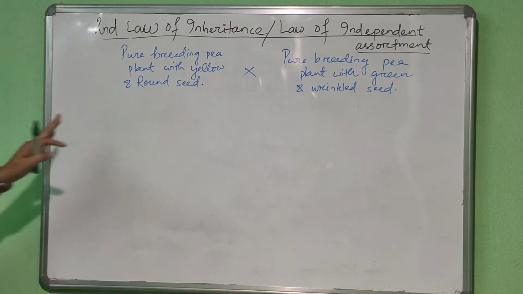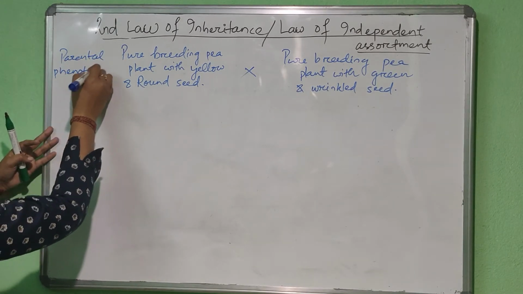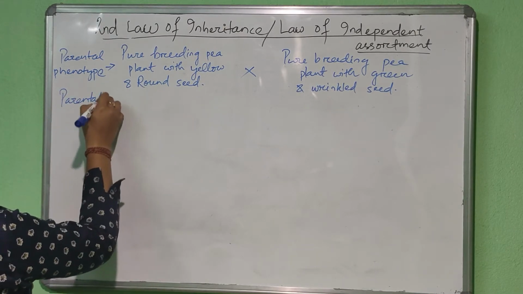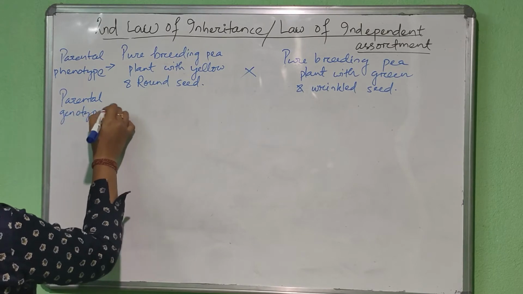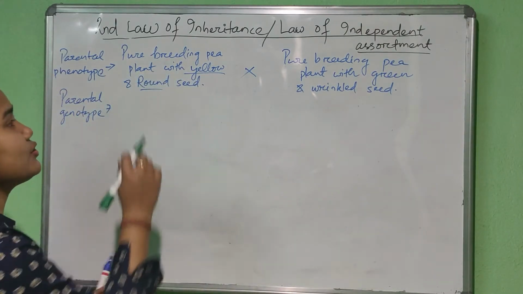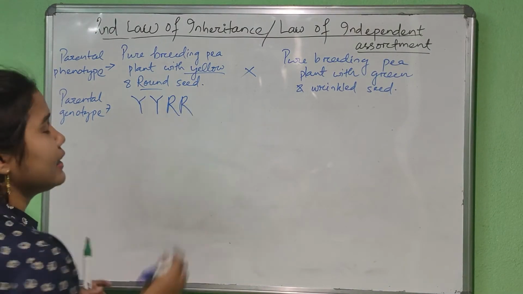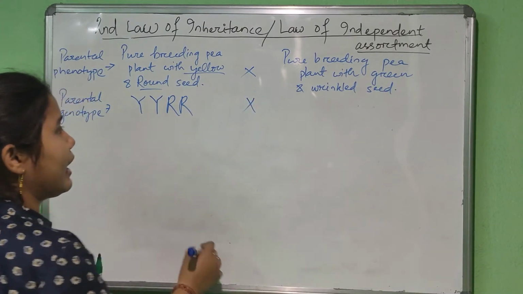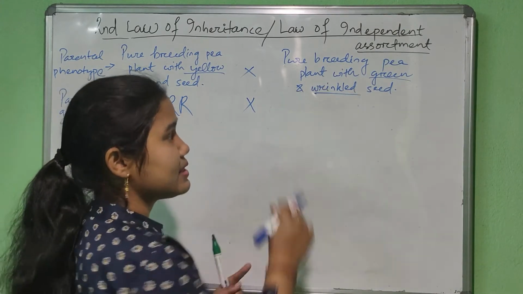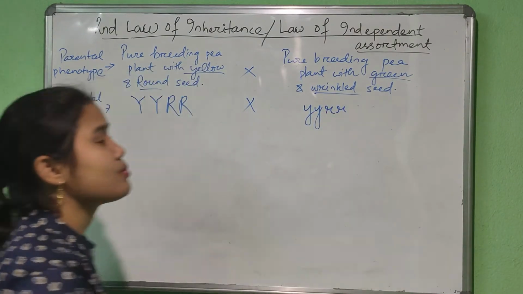Clear? So this is our parental phenotype, right? So what will be the genotype, your parental genotype? Yellow and round are dominant characters, right? So we will represent those characters in capital letters, so capital Y and capital R. And green and wrinkled are your recessive characters, right? So we will represent these characters in small letters, so small y and small r.